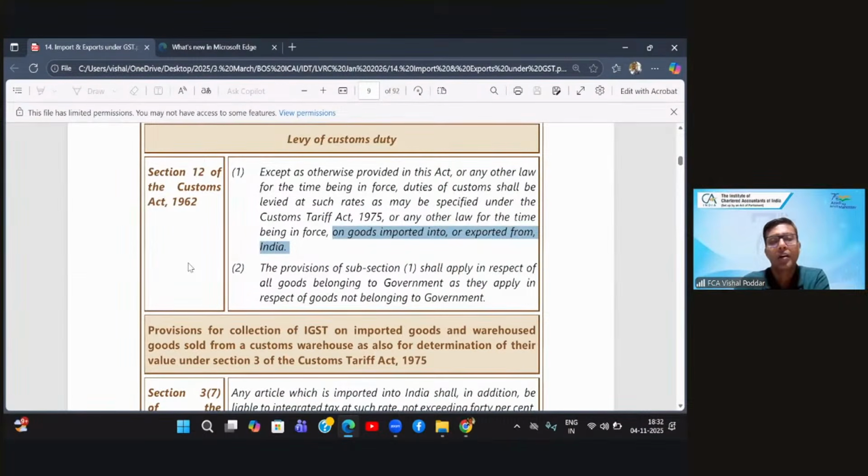Now, in this particular case, the question is when this levy and collection will trigger, and then what will be the rate, what will be the value. For this, we have to understand the customs law a bit in detail. So, customs law says that in case of warehouse goods, the levy will trigger when the importer files the ex-bond bill of entry for clearance for home consumption.